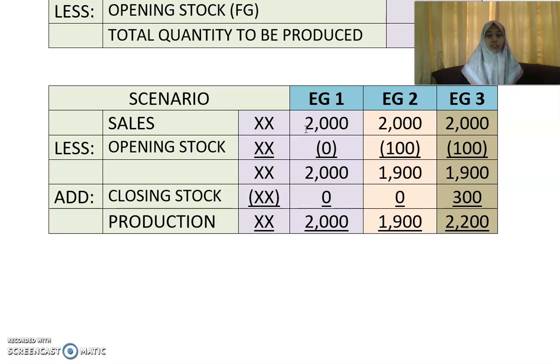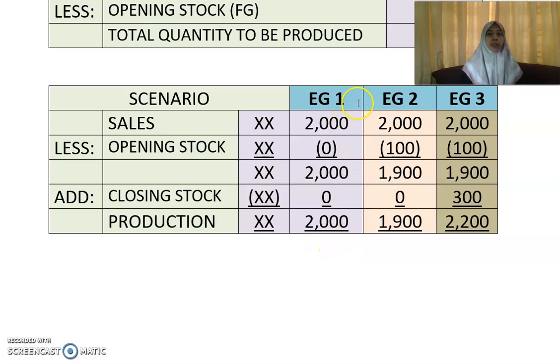How many closing stock that I intend to keep? I don't intend to keep any closing stock. So how many units that you want to produce? You want to sell, sorry. How many units that you want to sell? I want to sell 2,000 units. So accordingly, you need to produce 2,000 units. So that is in scenario 1 or example 1 here.